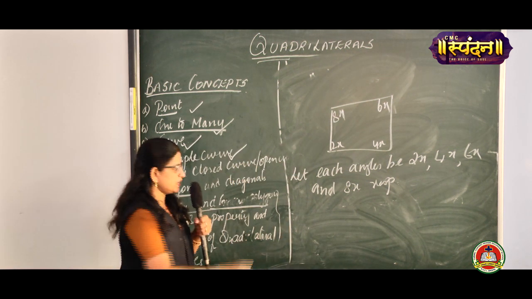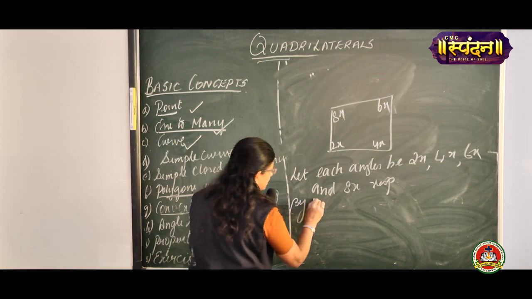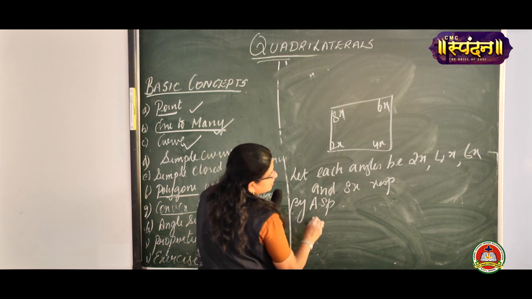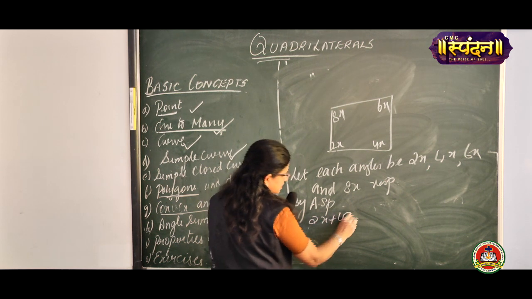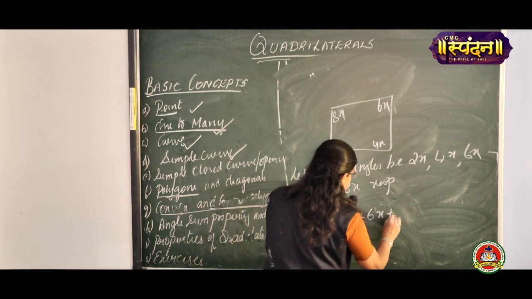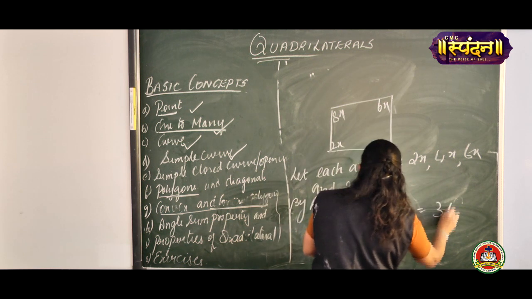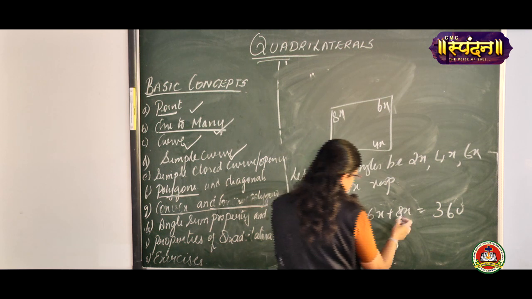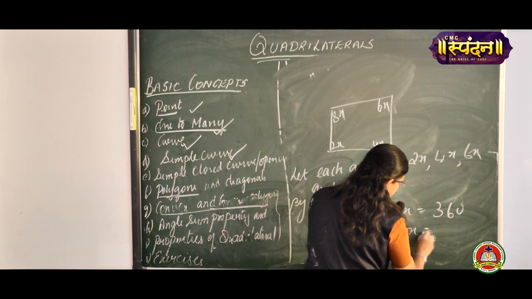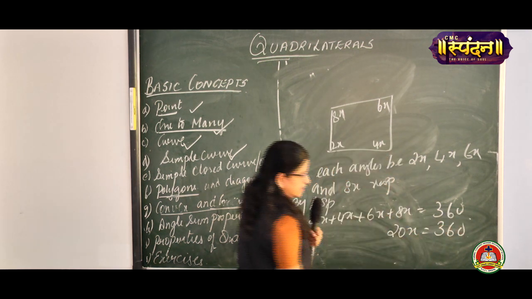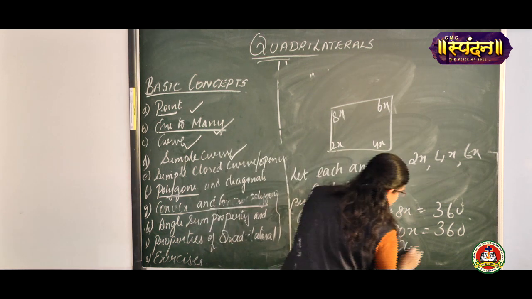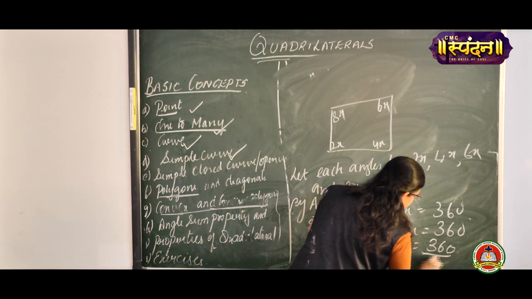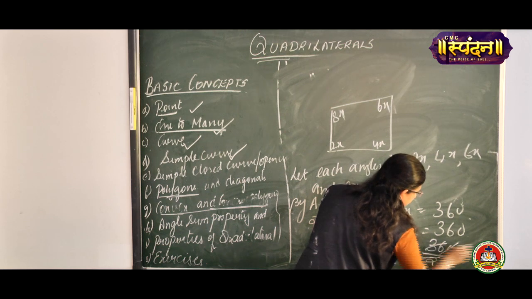So the next step will be writing by angle sum property. ASP, you can write 2x plus 4x plus 6x plus 8x is equal to 360 degree. 6 plus 6 is 12, 12 plus 8 is 20x is equal to 360 degree. x is equal to 360 upon 20, which is equal to 18 degree.